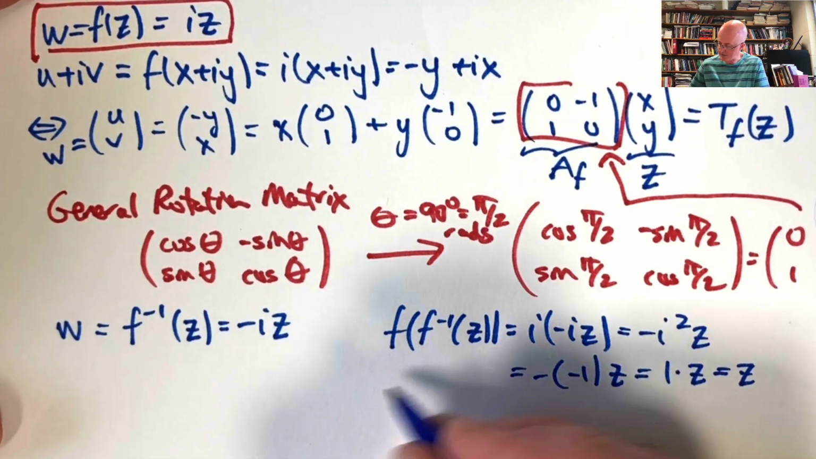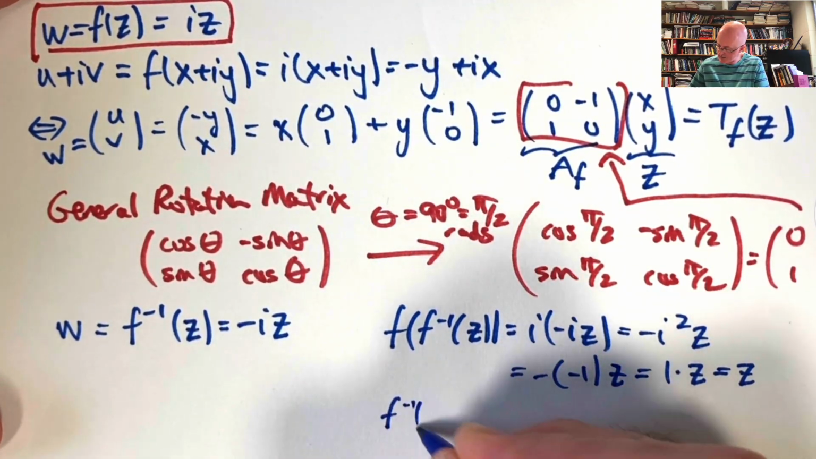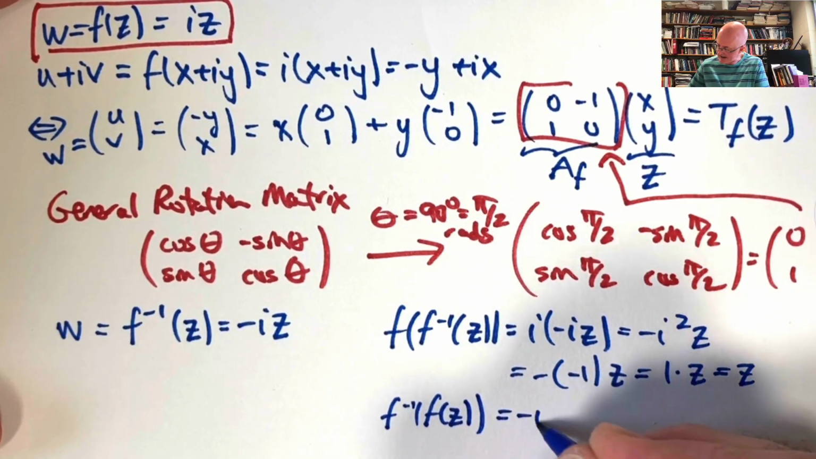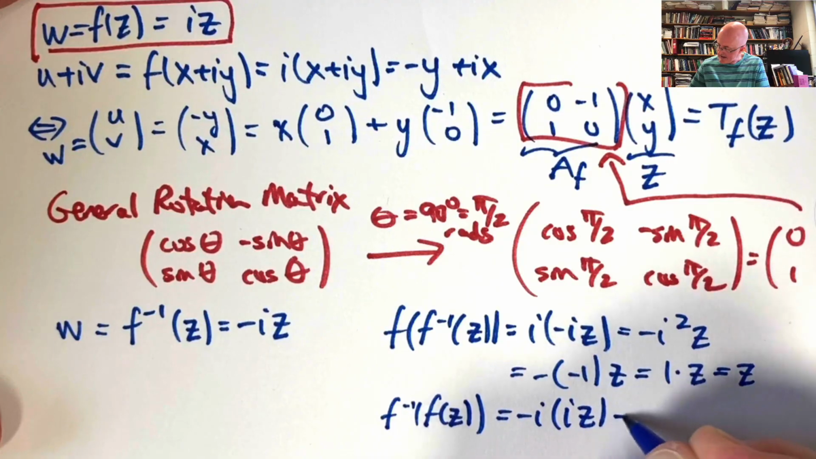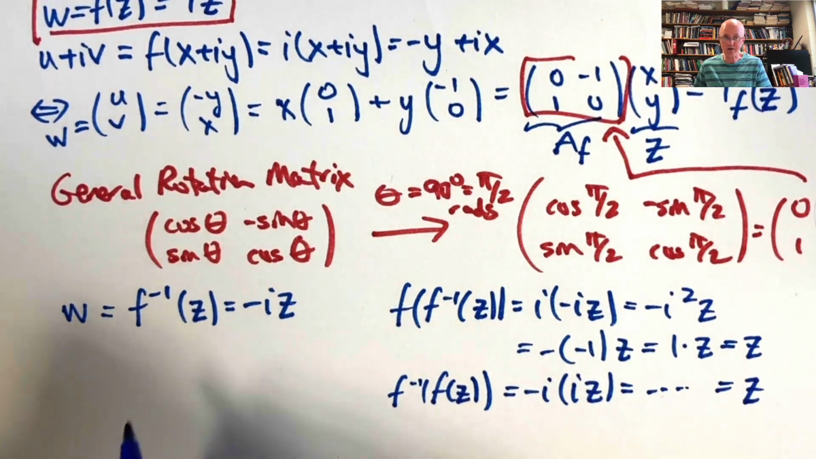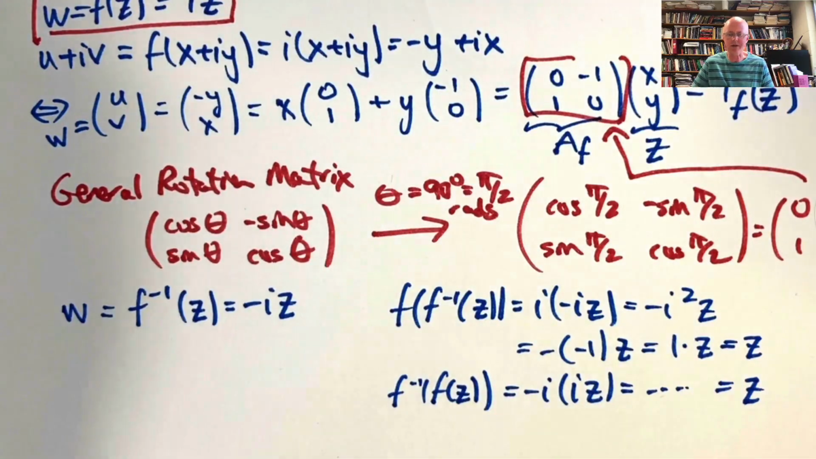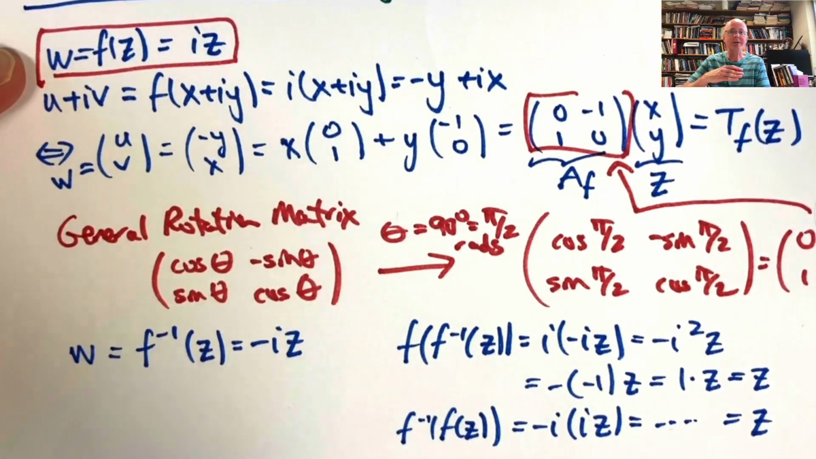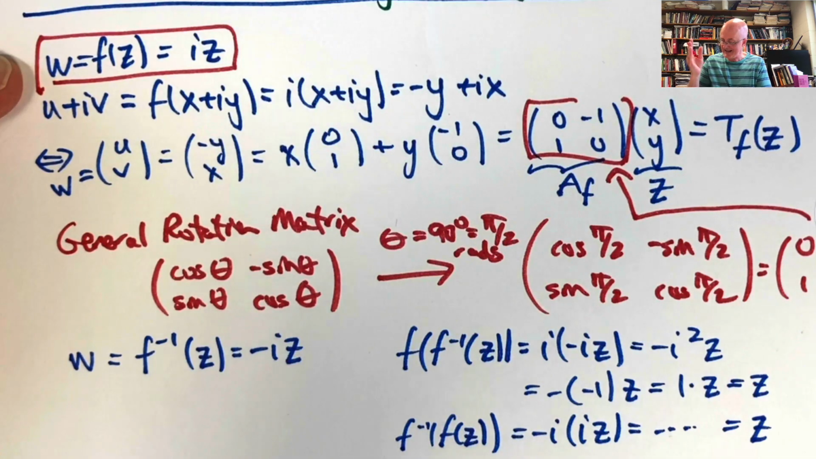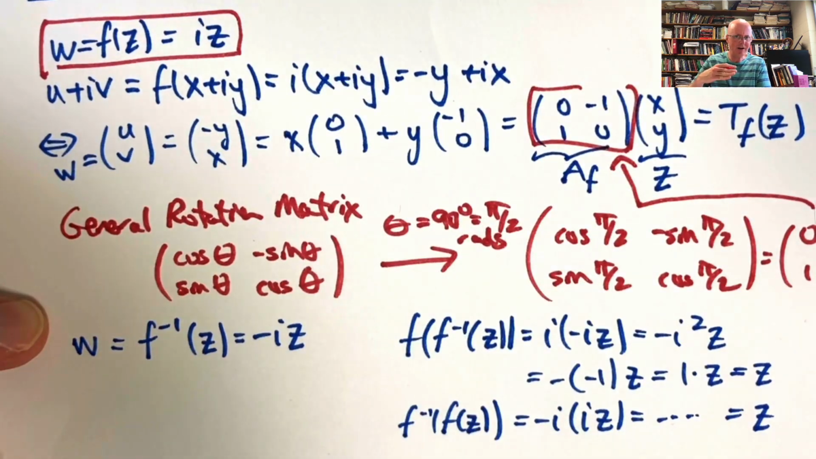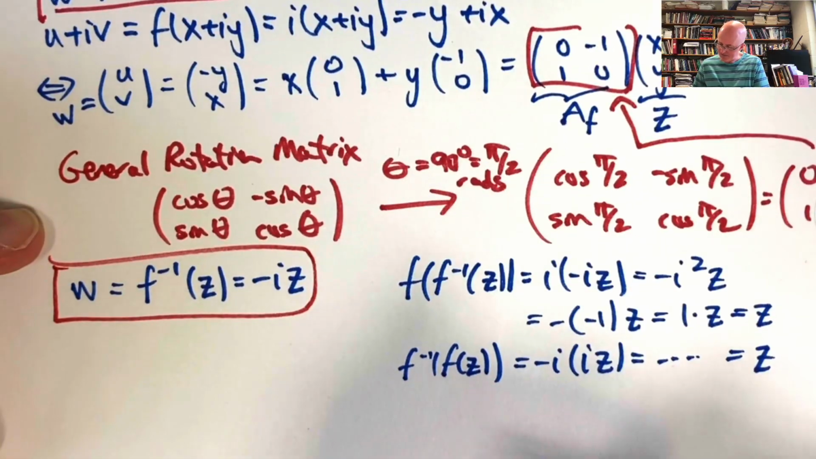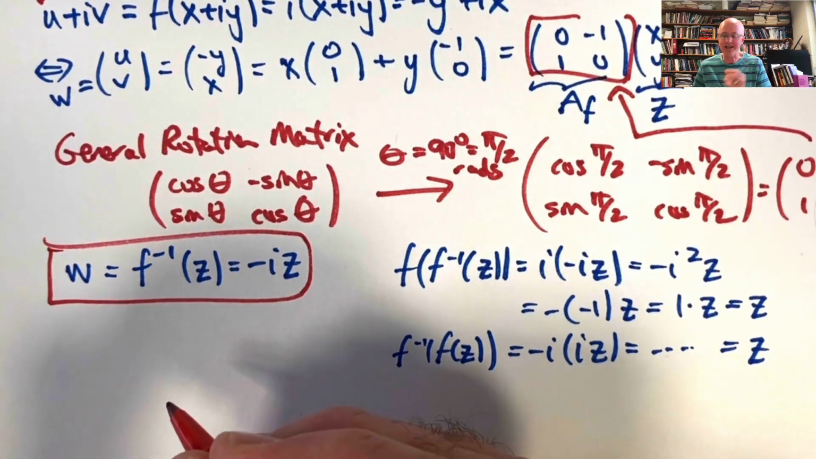These are truly inverses in that order. They're inverses in the other order too. f inverse of f of z would be negative i times iz, giving us ultimately the exact same thing. These two functions are inverses. Now, what does that mean geometrically? This function rotates around the origin counterclockwise by 90 degrees. This function's got to get you back where you started. That must be a clockwise rotation by 90 degrees. And oh, that makes sense geometrically too.